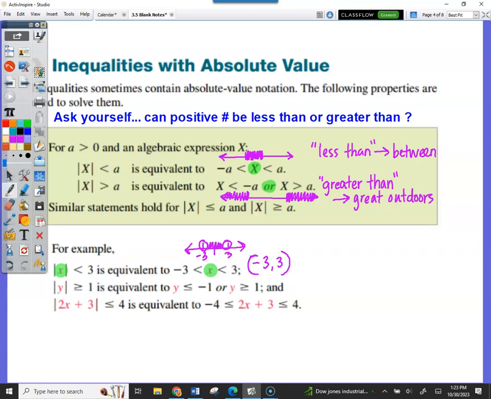All right, look at the next one. If I had the absolute value of y is greater than or equal to 1, greater than, great outdoors, so I'm shading the outer regions. The negative is over here, the positive is over here. So it's got to go left of the negative or greater than the positive. Do you see that?